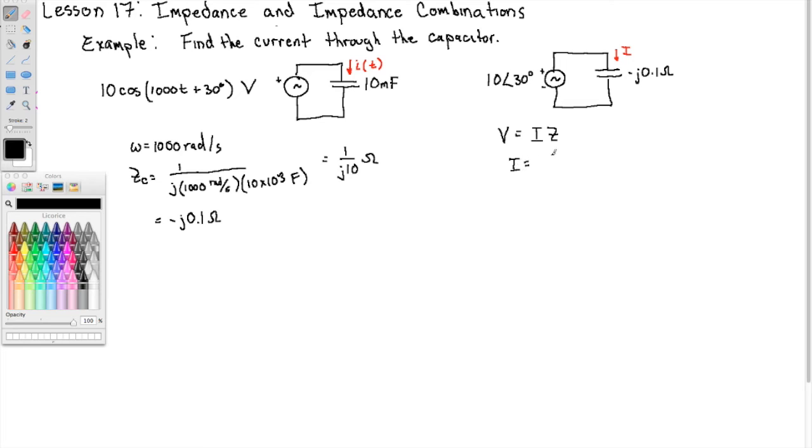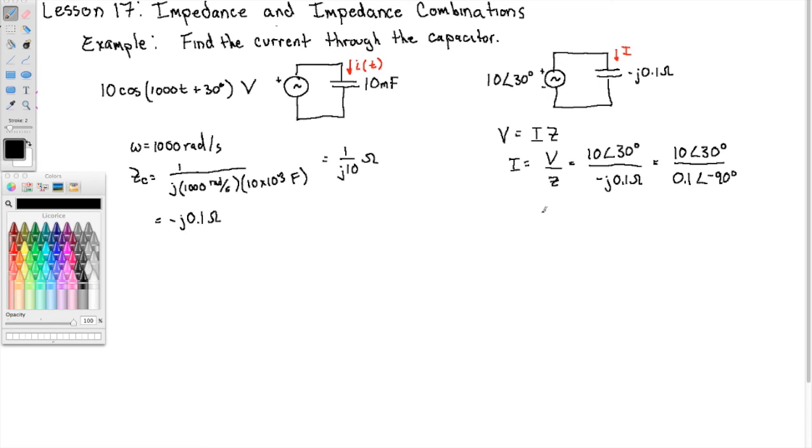So I is V over Z, which is 10 angle 30 divided by negative J 0.1 ohms. Now this is math, right? We said that division is best done in polar or exponential form. So the numerator is already in polar form. Let's get the denominator in polar form. Minus j, 0.1. So this has a magnitude of 0.1, and a phase, minus j is down pi over 2, or 90 degrees. So negative 90 degrees.